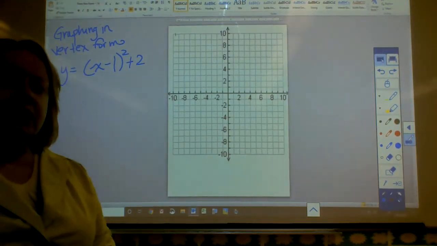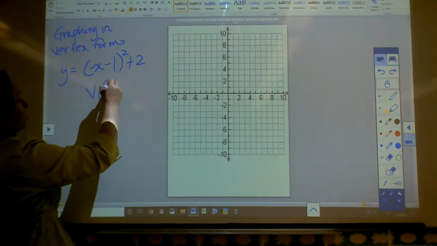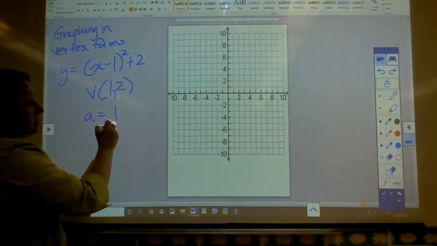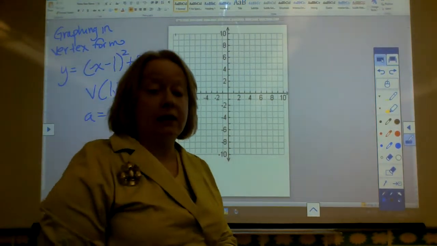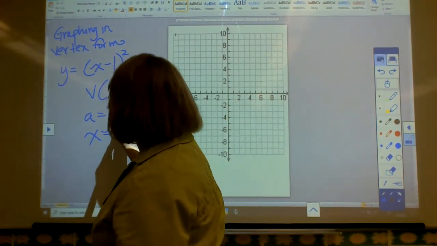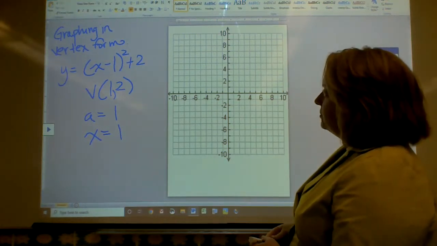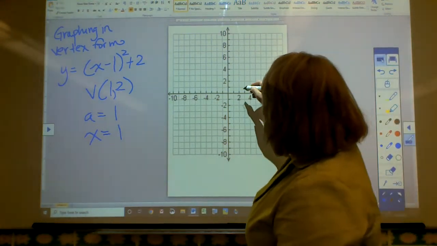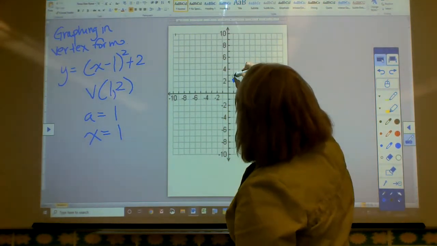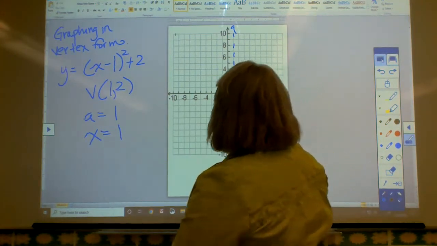Okay, so from that equation, I'm able to find the vertex. The vertex is going to be (1, 2). I also know the a value is 1. So now I can plot my axis of symmetry, which is also going to be x = 1. So I can plot a couple different things on my graph here. So let's plot the vertex here, (1, 2), and then the axis of symmetry is going to go right through there. So I'm going to go ahead and graph that.